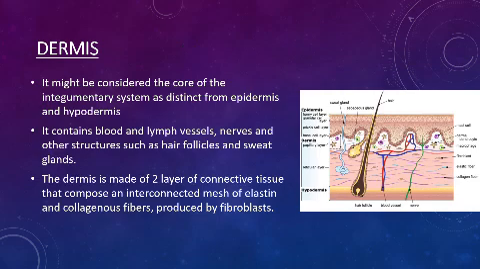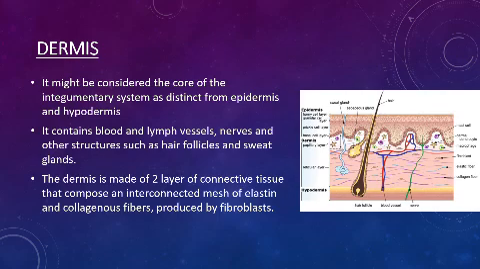Okay, we are done with the epidermis. Coming to the dermis, it might be considered the core of the integumentary system, as distinct from the epidermis and hypodermis. It contains blood and lymph vessels, nerves, and other structures such as hair follicles and sweat glands.